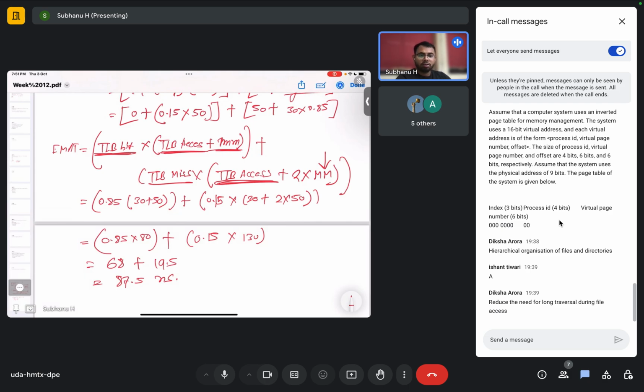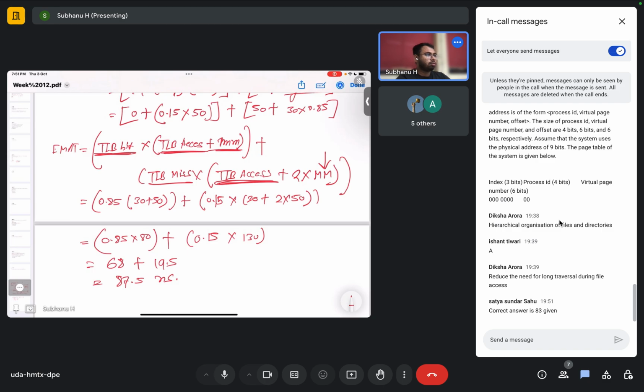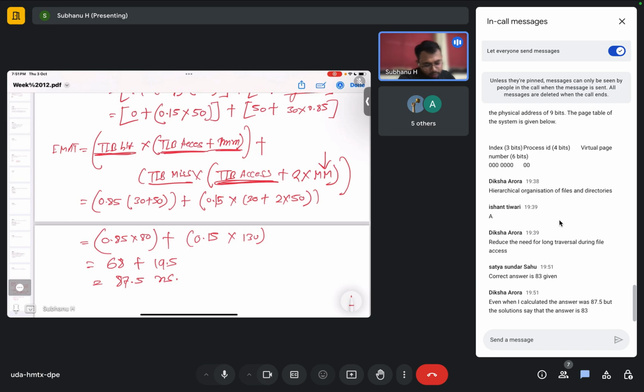So I hope this is clear to you. Maybe this is wrong. Maybe, yeah, 87.5 should be the correct answer. The 83 is given because they have not calculated this. They forgot to enter these two. So if you don't calculate these two, then I think we'll be getting 80 only.